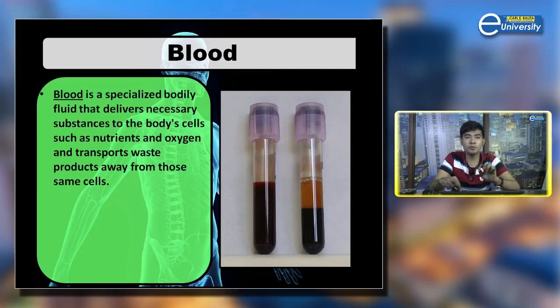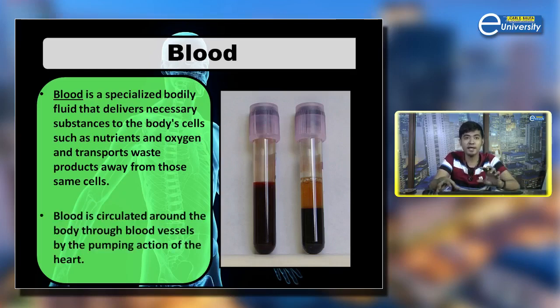So we're going to deal now with the fluids within the circulatory system. So let's start with the blood. So blood is a specialized bodily fluid that delivers necessary substances to the body cells, such as nutrients and oxygen, and transports waste products from those same cells. And blood is circulated around the body through the blood vessels by the pumping action of the heart. And take note that although blood is a fluid, blood is considered a connective tissue with a liquid matrix.